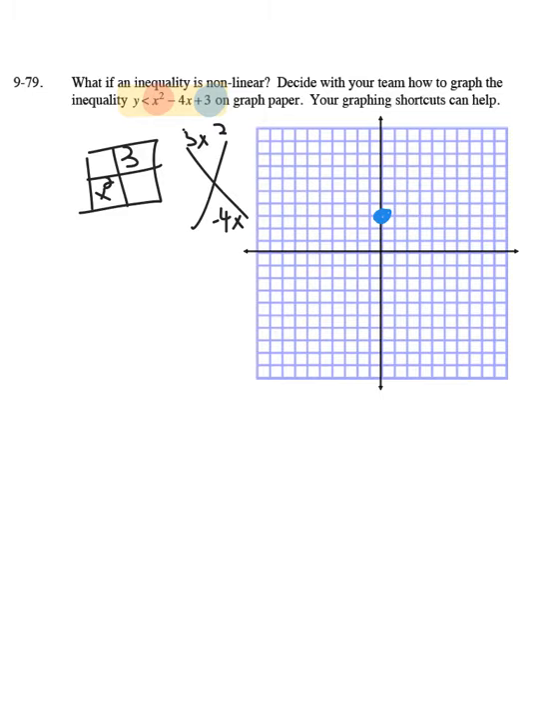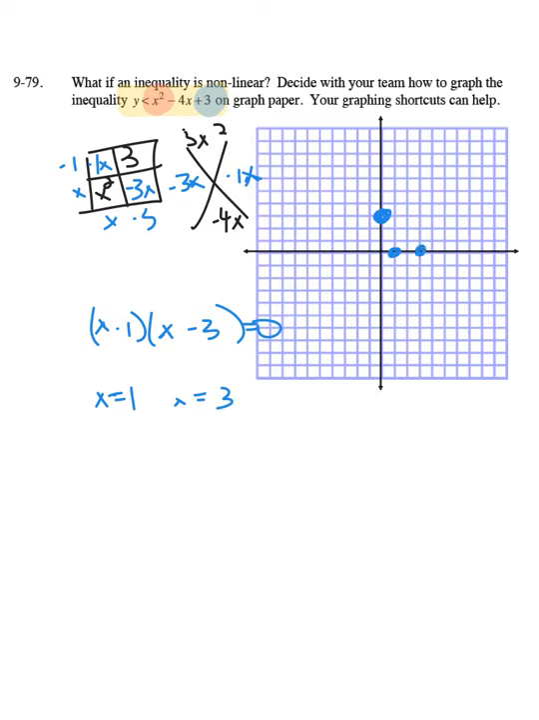So we need numbers that multiply to 3 and add to negative 4. So it would be negative 3x times negative 1x, and so our factoring is x minus 1 and x minus 3. And if we look at when that's equal to 0, we can get those x-intercepts, which are at positive 1 and positive 3. So I'll graph those x-intercepts at positive 1 and positive 3. I know that the vertex falls somewhere in between them, and I'm going to graph this inequality.